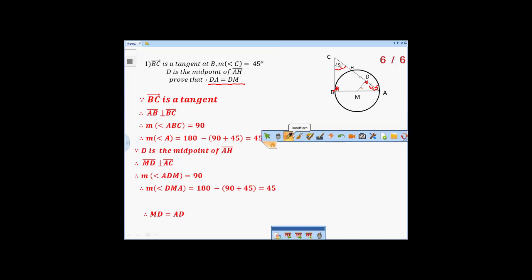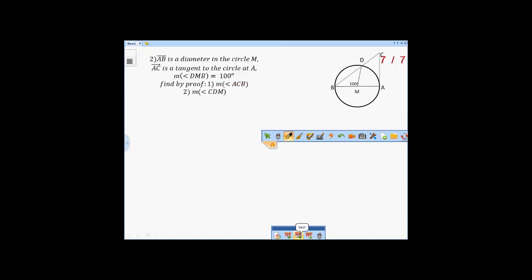Let us go to another exercise. Here we have AB is a diameter, and also AC is a tangent to the circle at A. The measure of angle DMP equals 100. I wanted to find the measure of angle ACB and the measure of angle CDM.